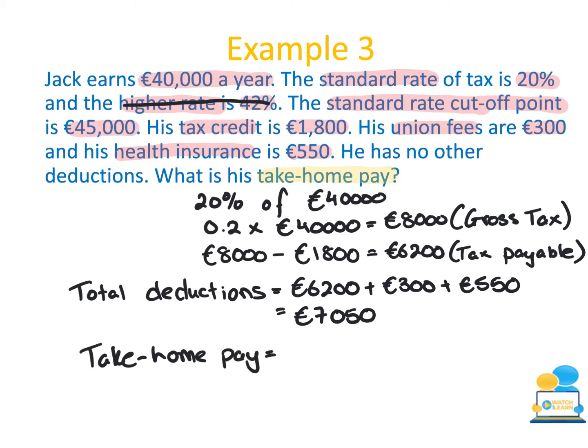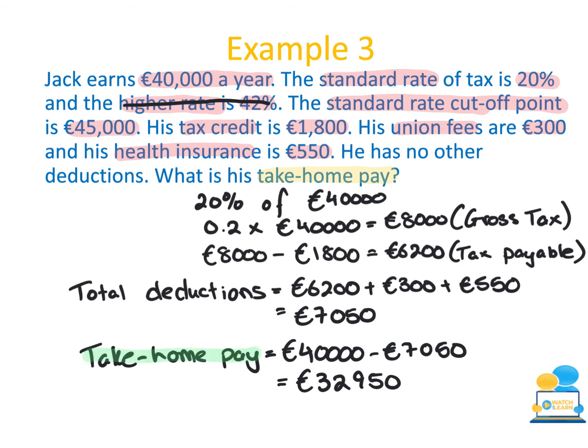And that is going to be his gross income, or his salary, which is €40,000, minus all of the deductions that he has. And that gives me a final answer of €32,950. So Jack's take-home pay, or his net income, or his net pay, is equal to 32,950.